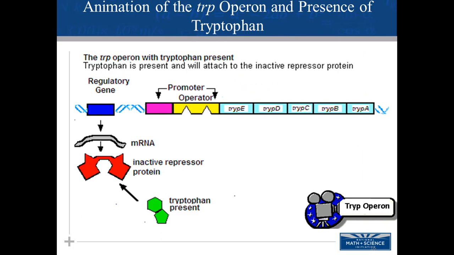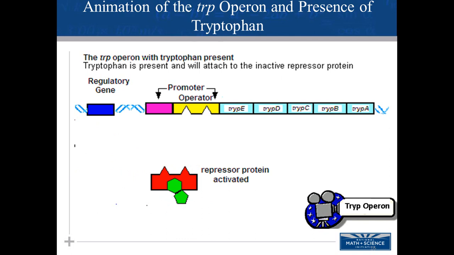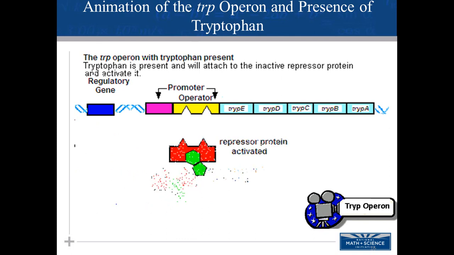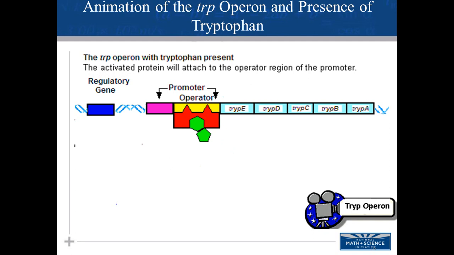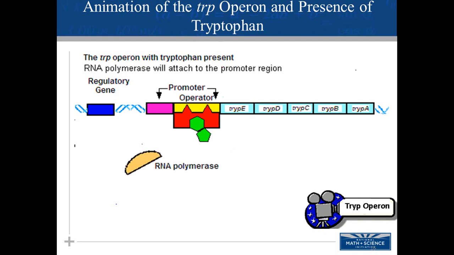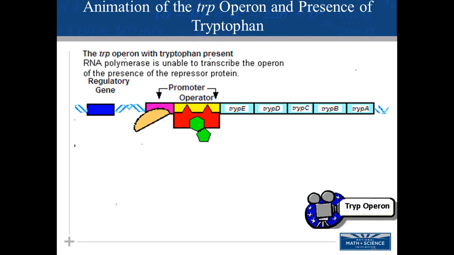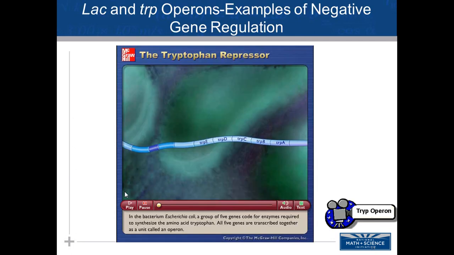Tryptophan's around. Remember, it's going to act as a co-repressor. It attaches to the repressor. It becomes active. Now it's going to attach to the operator region. It's going to prevent the RNA polymerase from attaching and transcribing the 5 genes. And so it stops the synthesis of tryptophan. All right, so we have a little animation that will hopefully clarify it a little bit further.